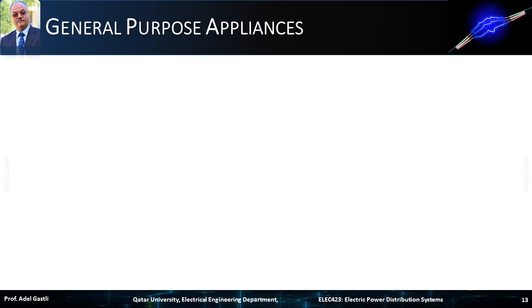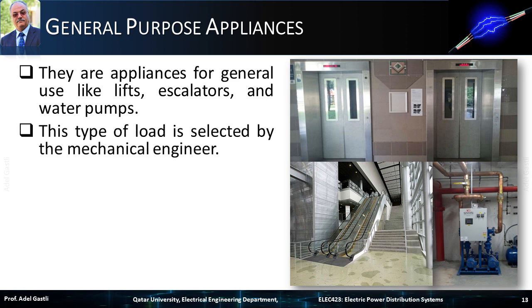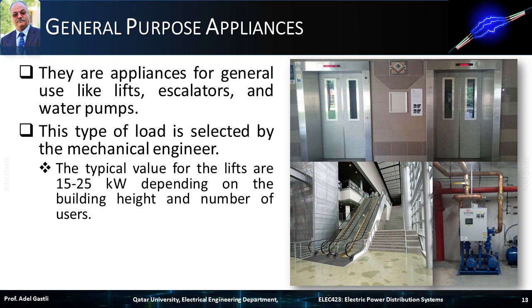Now, let's consider the general purpose appliances which have fixed electric connection and wiring. These are appliances for general use, such as lifts, escalators, and water pumps. This type of load is usually selected by the mechanical engineer during the building utilities system design. The typical value for the lifts is 15 to 25 kilowatts, depending on the building height and number of users. Typical values for water pumps are 5 kilowatts.